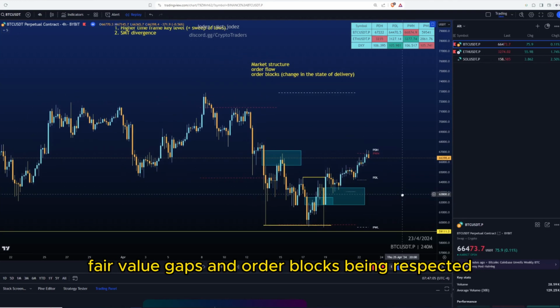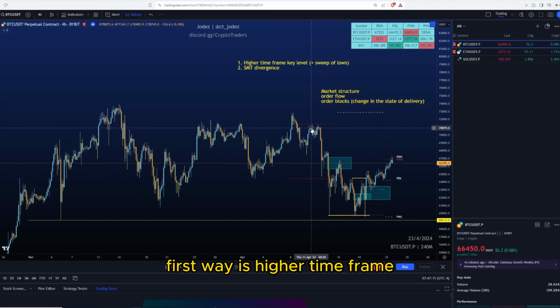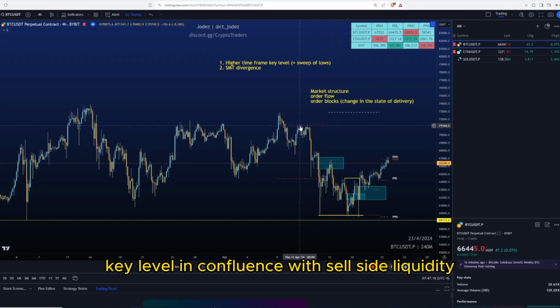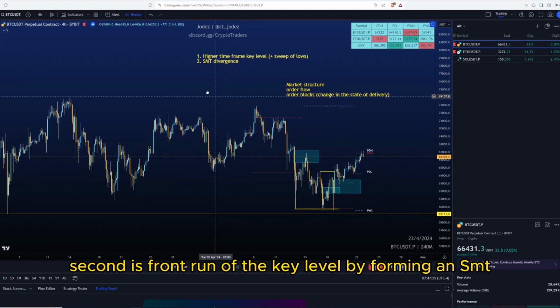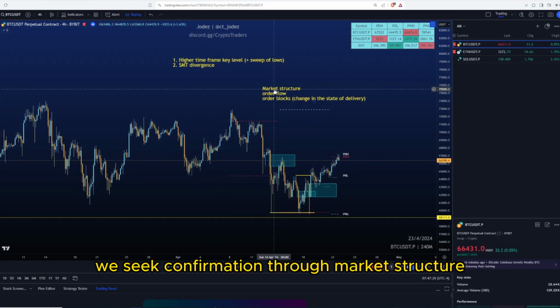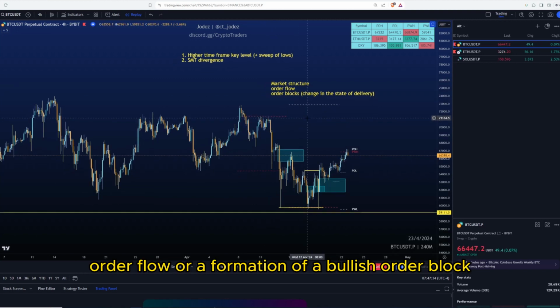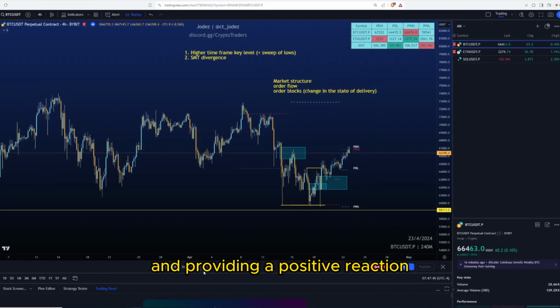In fact, it's bullish fair value gaps and order blocks being respected. In summary, there are two ways to identify the bottom of the market. The first is a high time frame key level in confluence with sell side liquidity. The second is a front run of the key level by forming an SMT divergence. Once we see either of these two, we seek confirmation through market structure, order flow, or the formation of a bullish order block that is validated with price going back to it and providing a positive reaction.